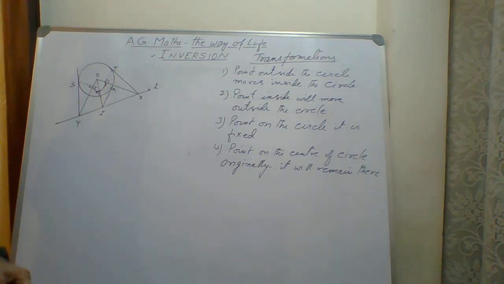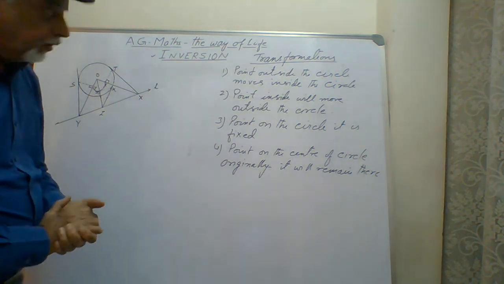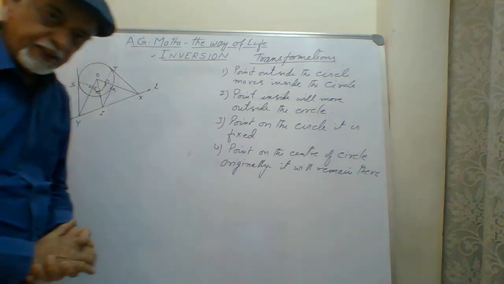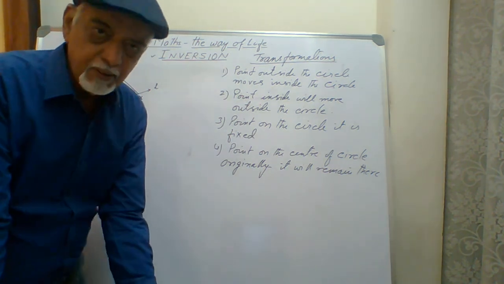Now the summary: lines through the center go to themselves, lines not through the center go to circles through the center, and circles through the center go to lines not through the center. A circle which doesn't go through the center of inversion goes to another circle, also not through the center of inversion. Now with this knowledge of inversion, we will try to prove Ptolemy's theorem once again, which I discussed, Ptolemy's theorem vis-a-vis the Pythagoras theorem.